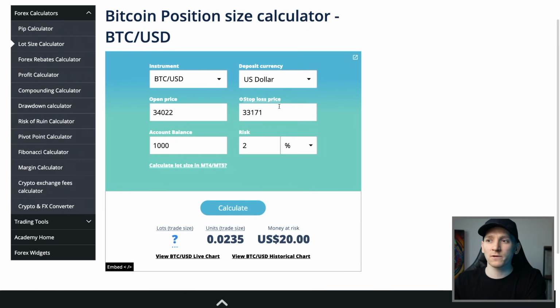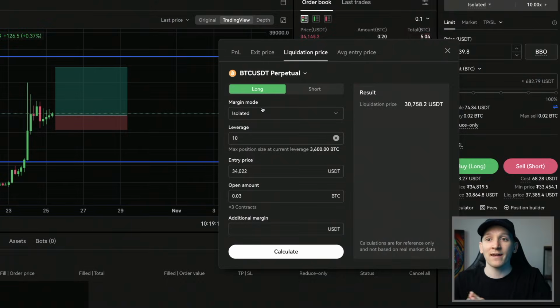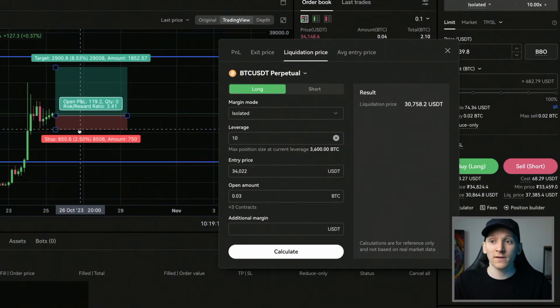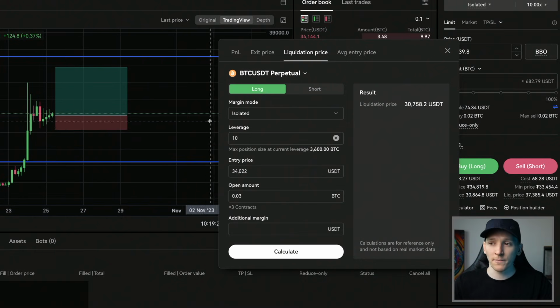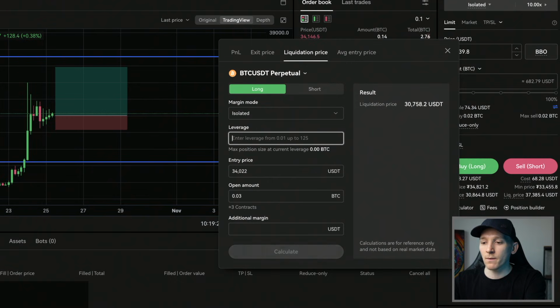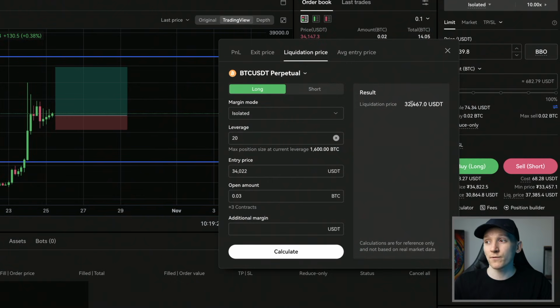We know our stop loss price is 33,000. That's absolutely fine. Our stop loss is 33, our liquidation is 30. Our liquidation is miles away from our stop loss, so we don't have to worry, right? We are well within that. Now what you can do is move your leverage up to like 20x, calculate again. Now the liquidation price has moved up to 32.